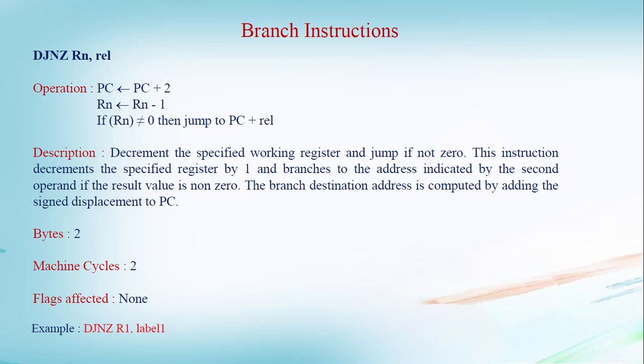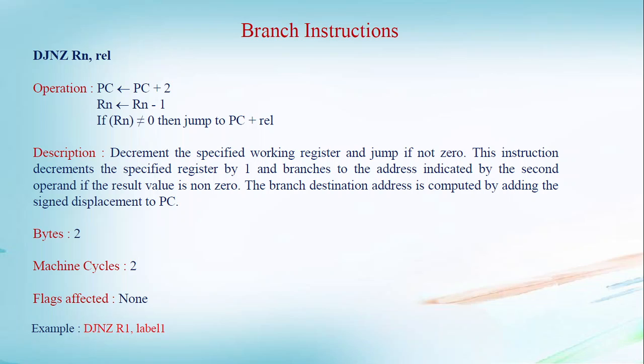Then the next instruction is DJNZ. D means decrement. Decrement the specified working register and jump if it is not 0. This instruction decrements the specified address by 1 and branches to the address indicated by the second operand if the result value is non-zero. The branch destination address is computed by adding the signed displacement to the program counter. It requires 2 bytes and 2 machine cycles. No flag is affected. Example, DJNZ R1 comma label 1.